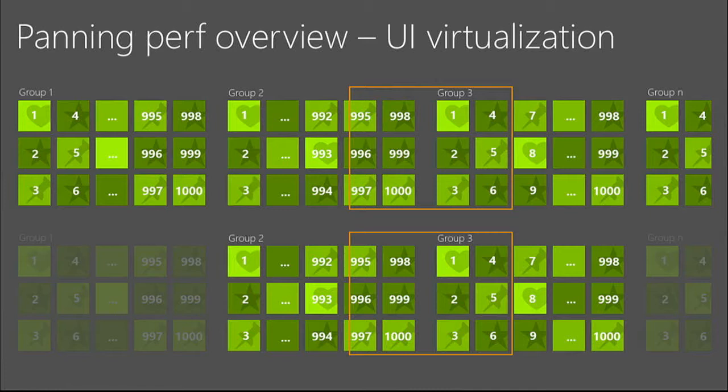So you can see in this screen here how we're showing that we no longer just realize from a group level, we actually realize at the individual item level, so we didn't have to realize group N or group 1, and that saves some performance and memory cost on the experience.